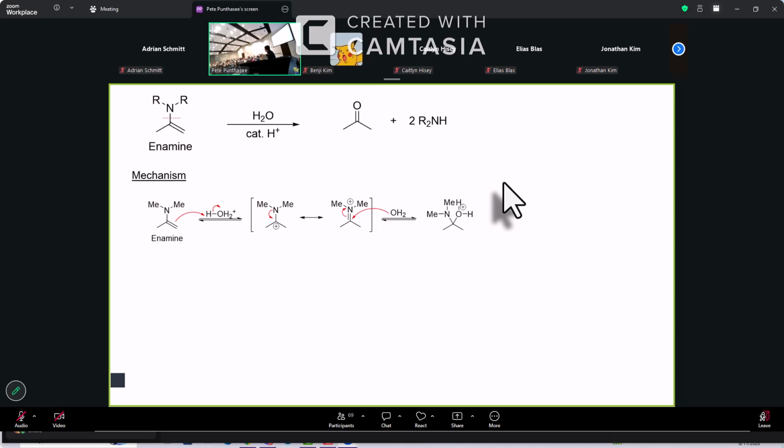The what? You can't say loss of leaving group, guys. If you do loss of leaving group, you go back. The what? One more time. Deprotonation. That's a strong acid. You have deprotonated. That's carbinolamine. See that? That's halfway.